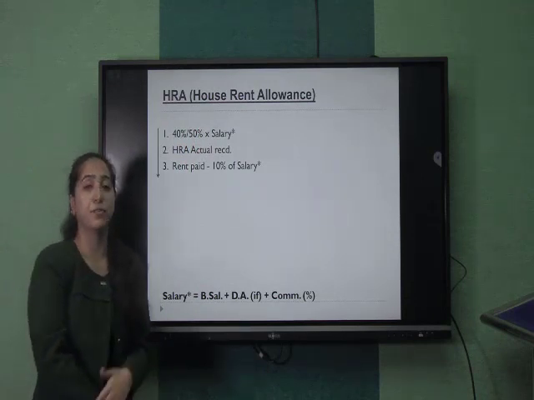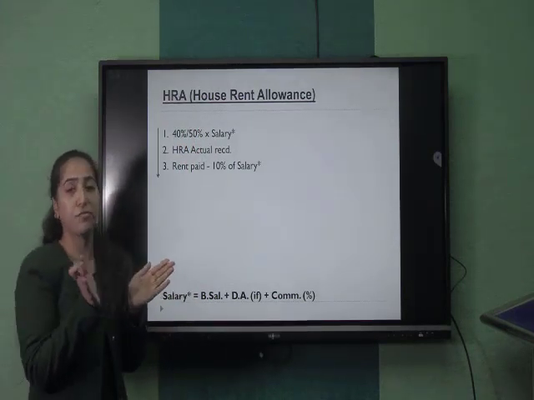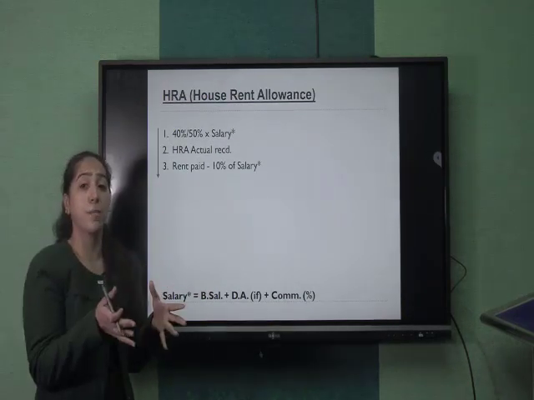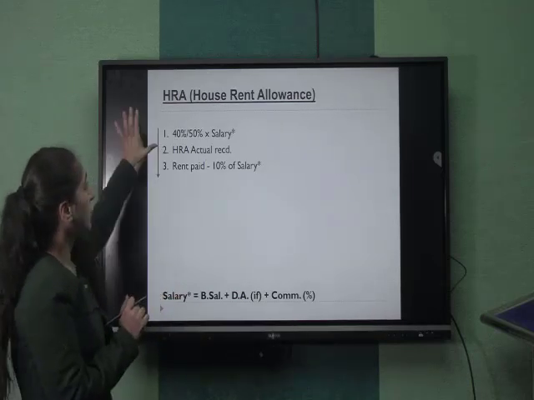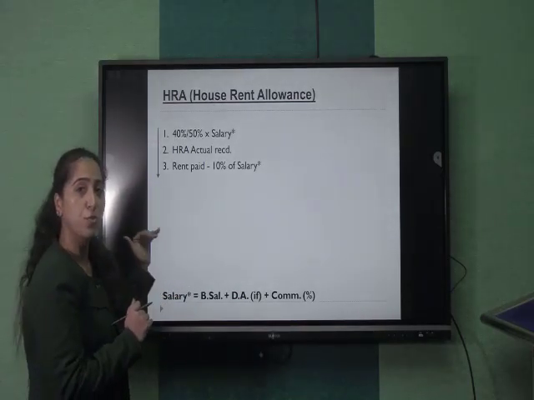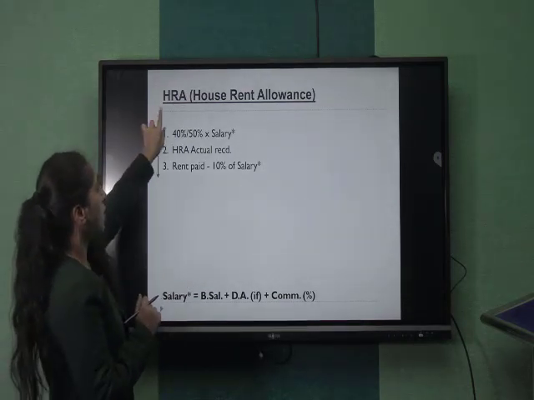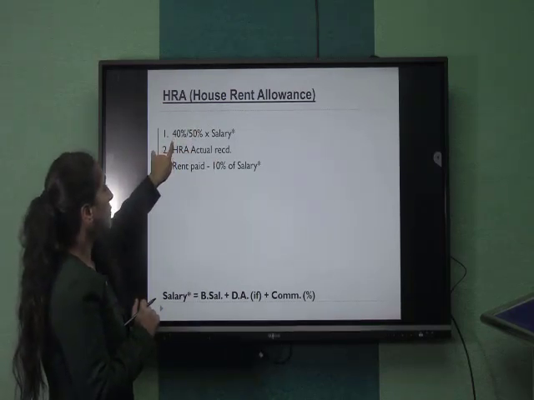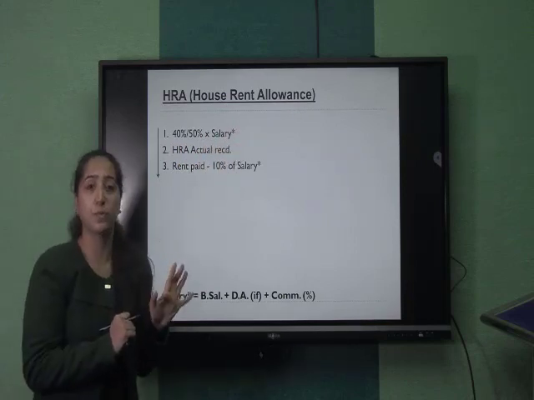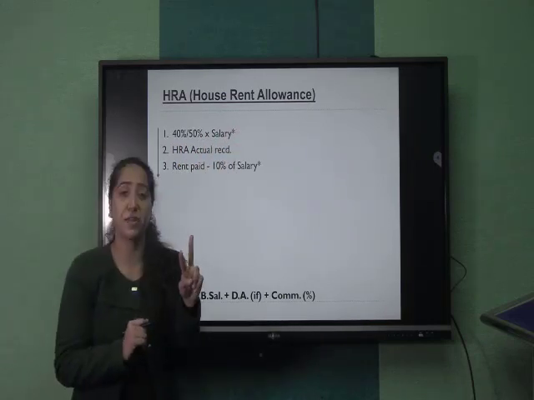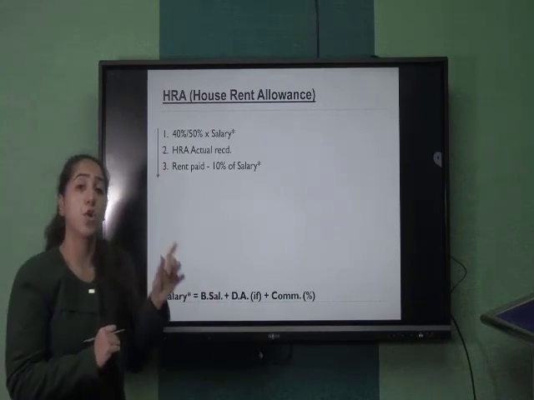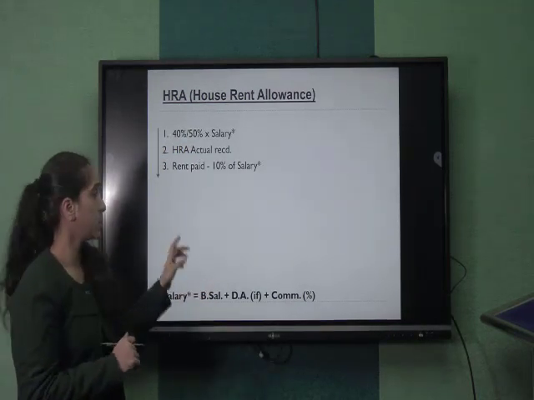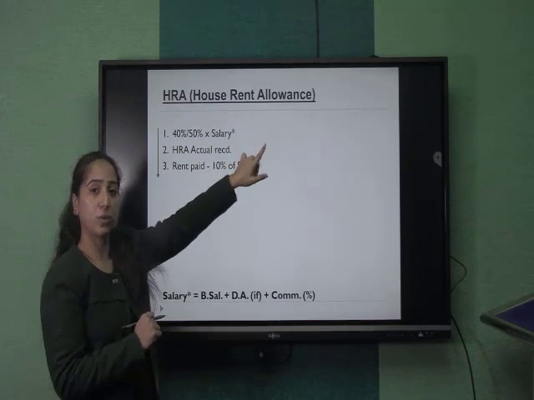House rent allowance is basically if you are living in a rented house, then some of the allowance amount is exempted from taxation. Now we want to know how much amount is exempted from taxation. For that, there are three components which we need to calculate. The very first component is either 40% or 50% of salary: 40% if you are living in a non-metropolitan city and 50% if you are living in a metropolitan city. So 40 or 50% of salary to be calculated firstly.